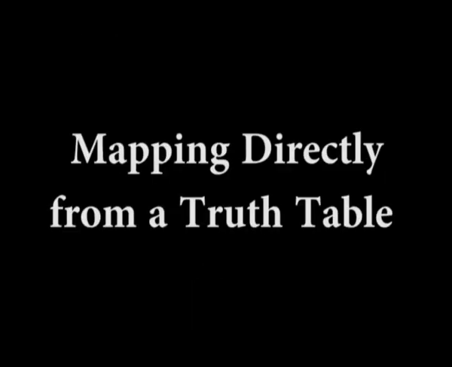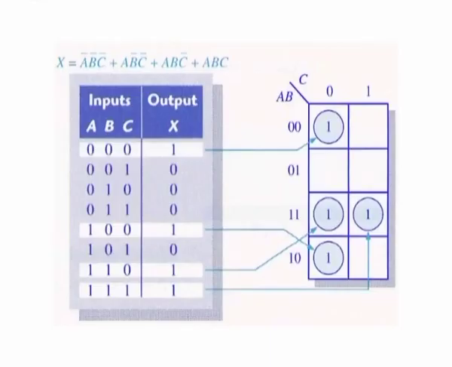Mapping directly from a truth table. You have seen how to map a Boolean expression. Now you will learn how to go directly from a truth table to a Karnaugh map. Recall that a truth table gives the output of a Boolean expression for all possible input variable combinations. An example of a Boolean expression and its truth table representation is shown in the figure.